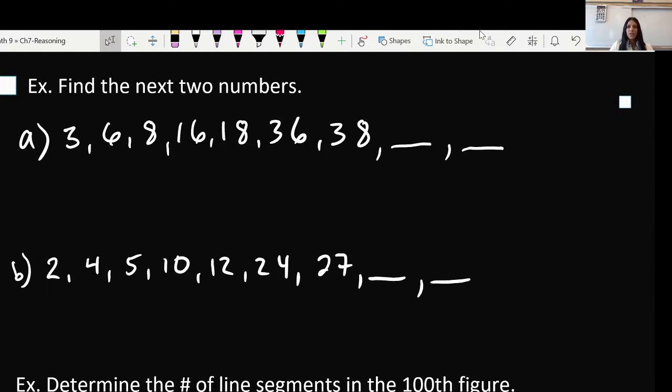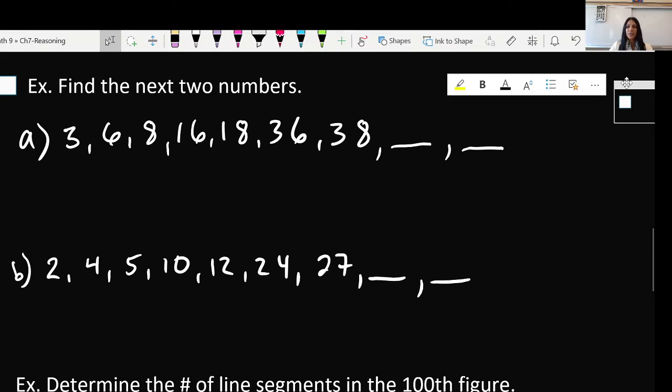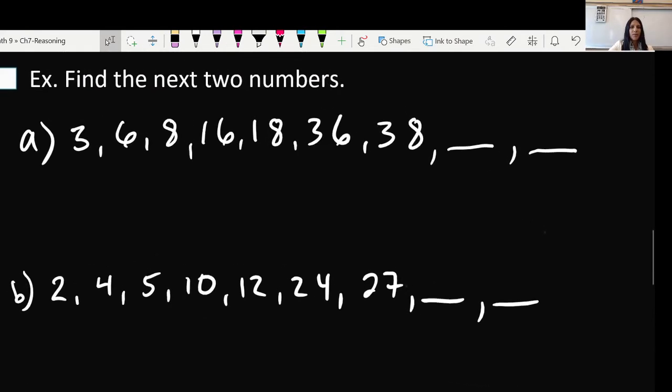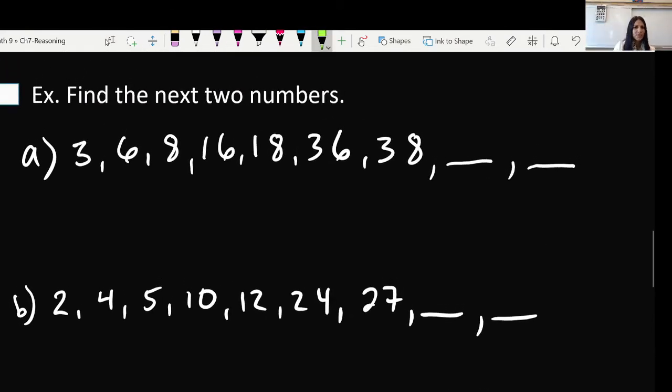Find the next two numbers based on the pattern that you see here. So take a look at this and let's maybe first start just by noticing or talking about what the pattern is. So what we notice here is this. Again, I would say pause your video and try it on your own, and when you're ready, come back to this solution.